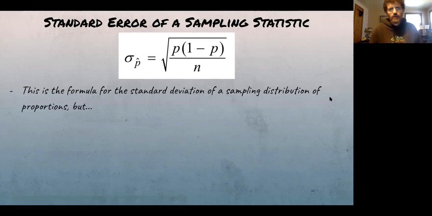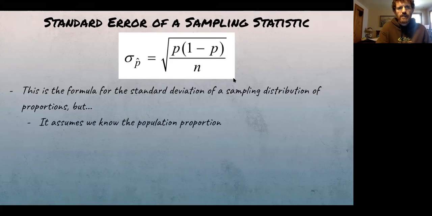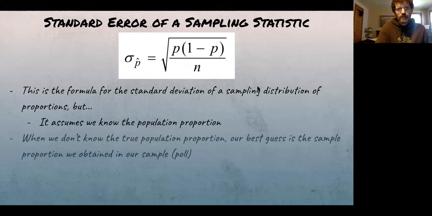So we're going to start by going back to sampling distributions, and hopefully this looks familiar to you. What you have here is the standard deviation of a sampling distribution of proportions. So this is on the AP formula sheet. I think I copied it from there, and you've seen this before. Now this is fantastic, but it assumes that we know the true population proportion, P. We don't know it. So our best guess is the sample proportion that we obtain. So depending on the number you wrote down for Trump, whatever that number happened to be, so 40-something percent. Okay, that's our best guess according to that one sample.